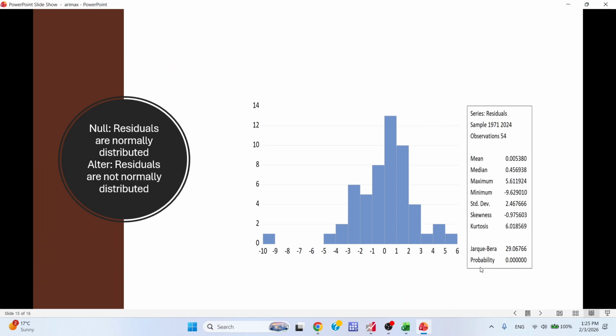We have to look at this p value. As the probability value is less than 0.05, we have to reject the null hypothesis. What was our null hypothesis? The null hypothesis was that residuals are normally distributed, but our probability value is less than 0.05, so we have to reject this and accept the alternative. So basically it concludes that our residuals are not normally distributed.